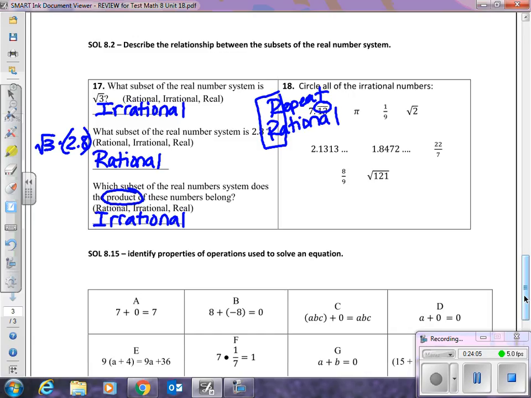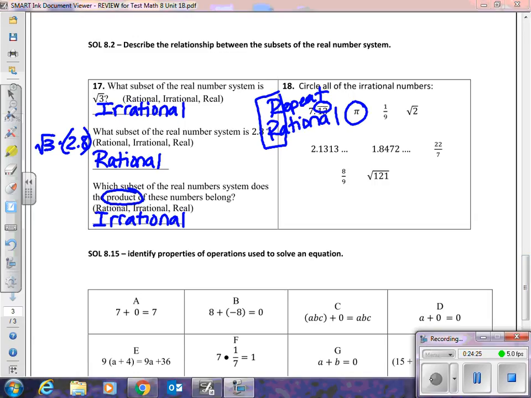All right, so obviously if this is repeating, it's rational, it is not going to be circled. All right, pi, we know pi is definitely irrational. That should automatically be circled. 1/9, if it is a fraction, don't even think twice about it. Fractions are automatically rational, so don't touch that one. Square root of 2, if you type it in your calculator, it fills up your whole screen with decimals.